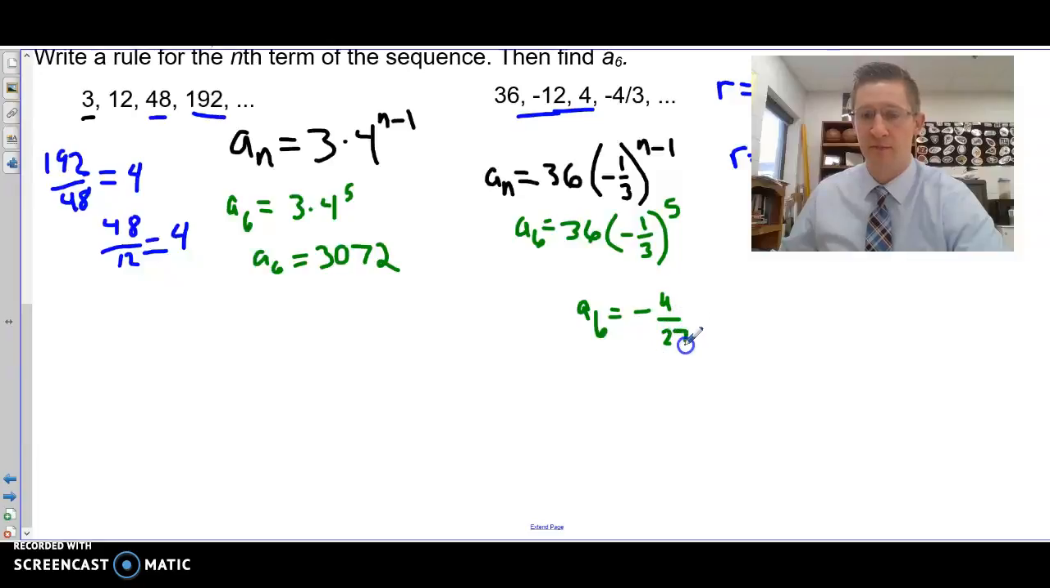Okay. So that would be defining some geometric sequences, showing you how to write rules, where the rules come from, and how to find specific terms within that sequence.